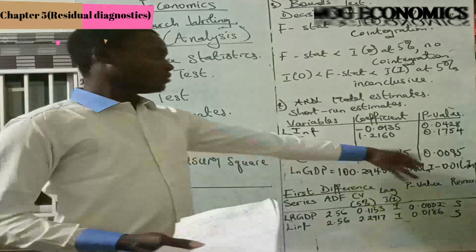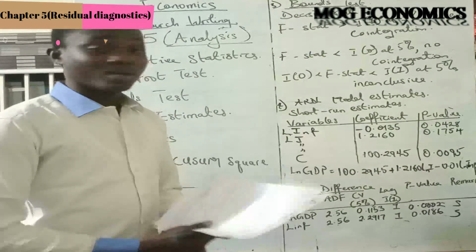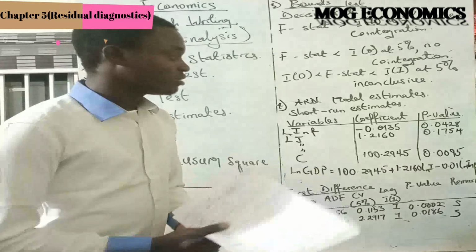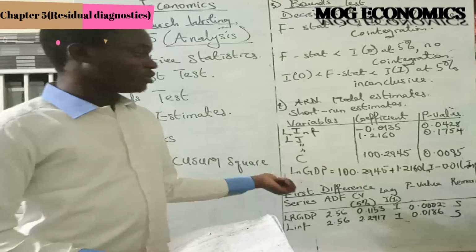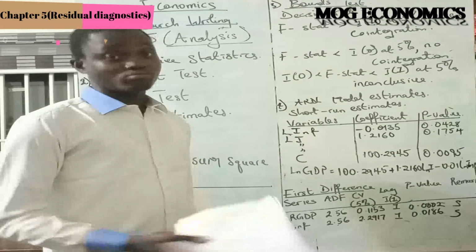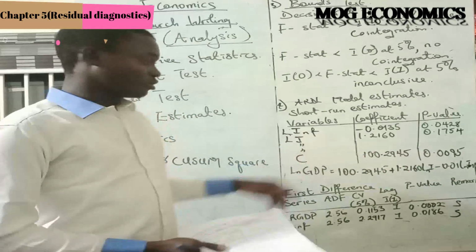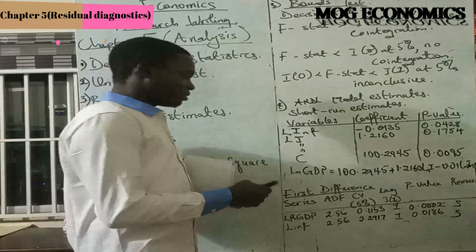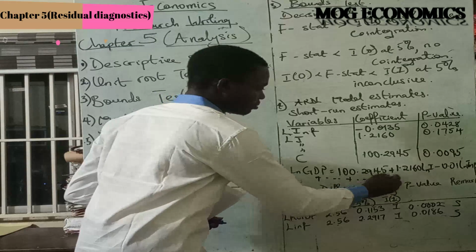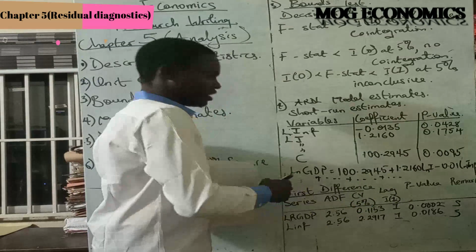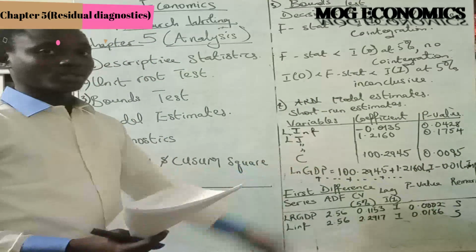So inflation is negatively related to Nigeria's economic growth. On average, a 1% increase in inflation, because it's minus, would reduce Nigeria's GDP by 0.01%. So that's not the end. You remember that there are other independent variables, so you add them: plus something, plus something, plus something. So that's all. There's no need to add the error term in the final output representation.